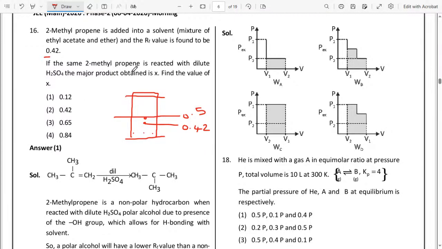If the same 2-methyl propene is reacted with dilute sulfuric acid, the major product obtained is X. Find the value of X. So straight away, what they are asking.